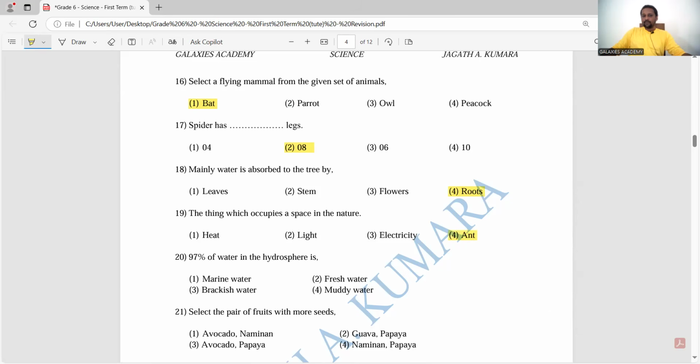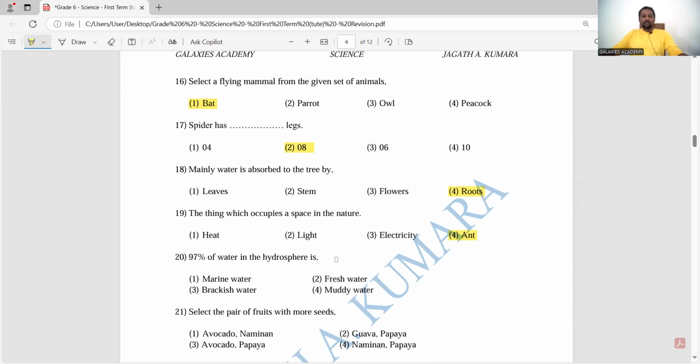So what is the correct answer? Number 4. Number 20, look at: 97% of the water in the hydrosphere is... hydrosphere means Jalagolaya, right? Which type of water is mostly contained in the hydrosphere? There are 3 types of water we discussed according to the salinity, right? What are the 3 types? Marine water, fresh water, and brackish water.